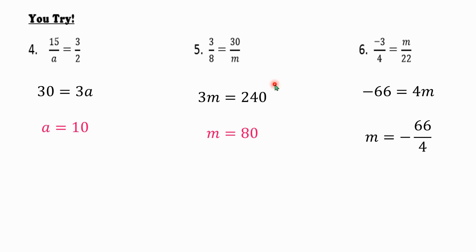These other two are very similar. Again, notice for this last one here, we end up with a fraction, and we can simplify that fraction down to negative 33 over 2. Okay. If you wrote negative 16.5 as your final answer, that would be okay. But leaving it as the reduced fraction is fine too.